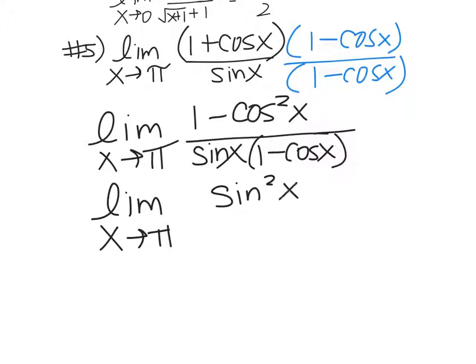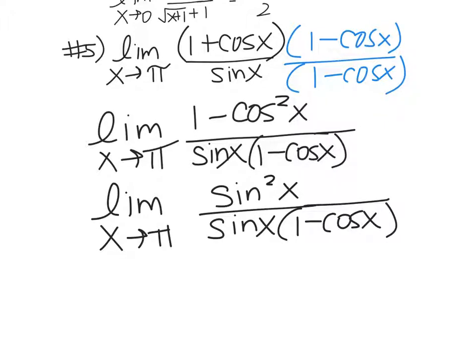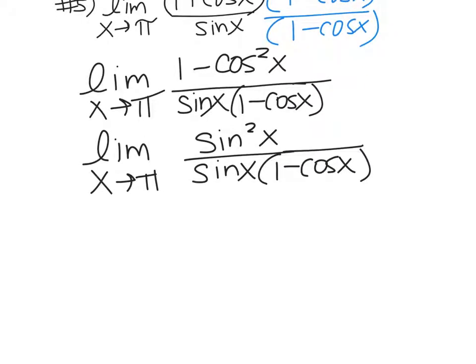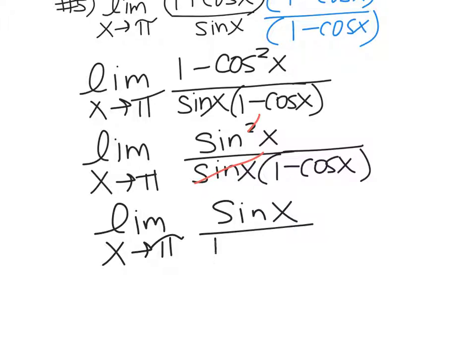Sine squared x, using your Pythagorean identities, right? And then you have sine x on the bottom, 1 minus cosine x. So, take a look. We've got 2 sines up top and 1 on the bottom as factors, and we can go ahead and reduce. So that's gone, leaving us with just sine x, and that sine x is gone. So let's talk about this. We're doing the limit as x goes to pi of sine x over 1 minus cosine x.